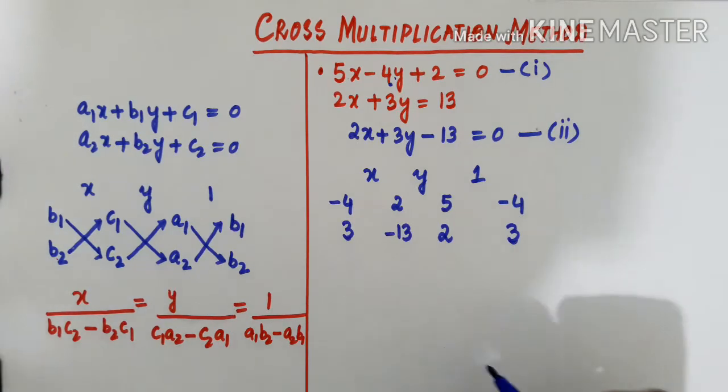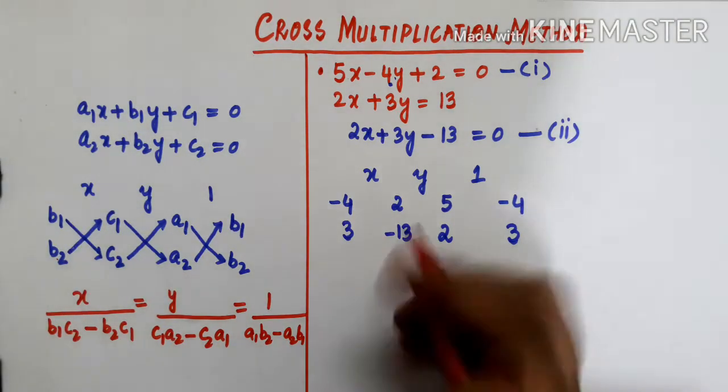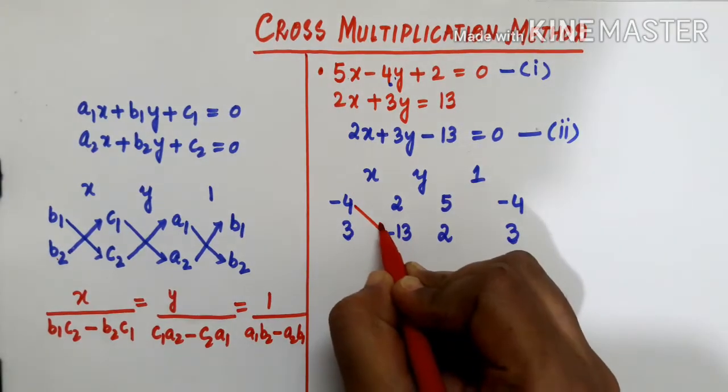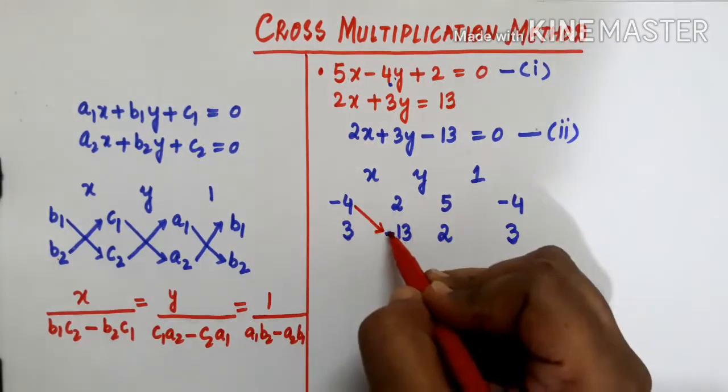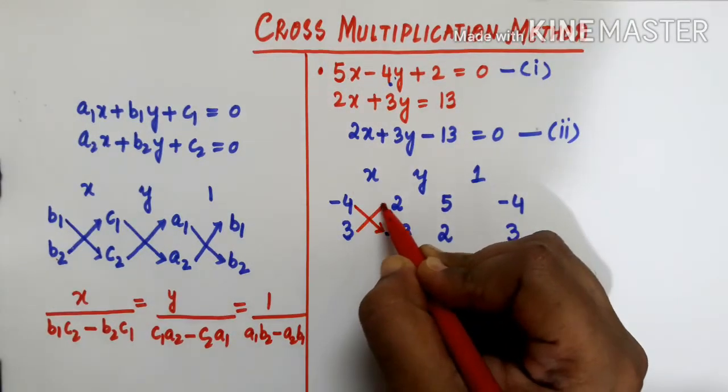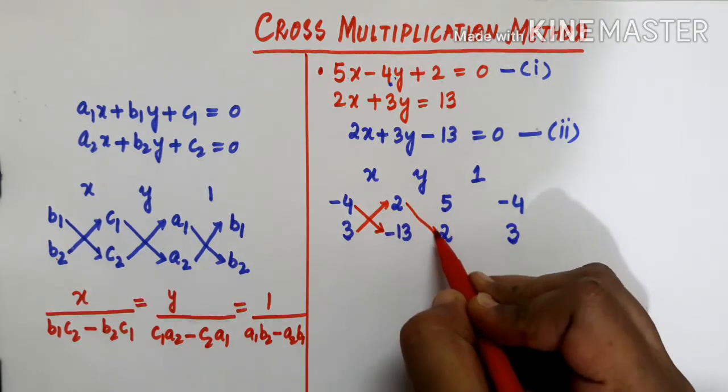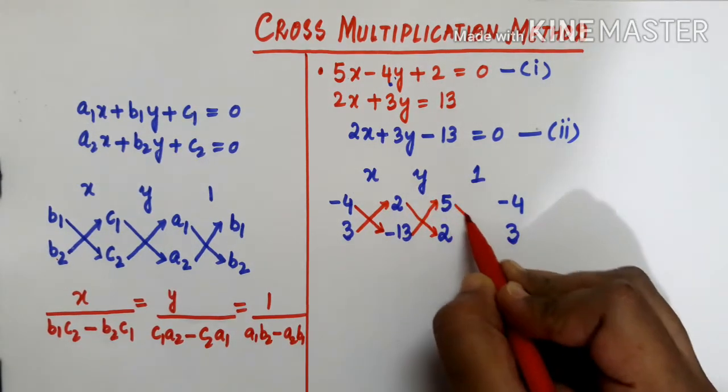So after this, what you have to do is you need to multiply. Multiply first the numbers we are having in the downwards arrow, and then the upwards arrow. Like this, you have to multiply.